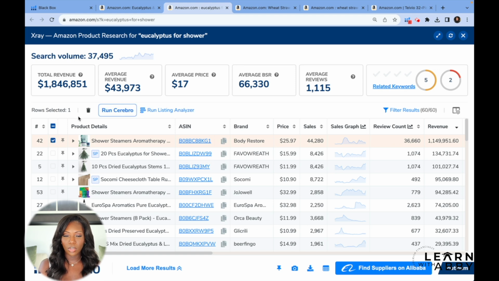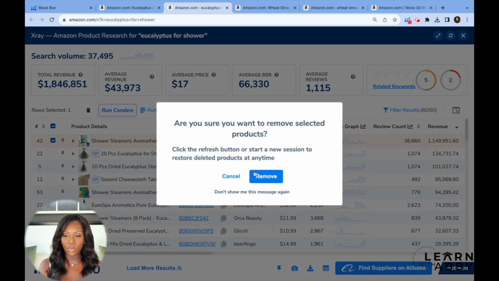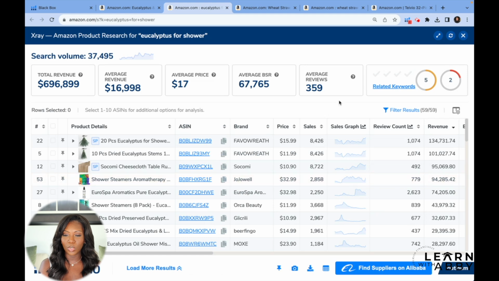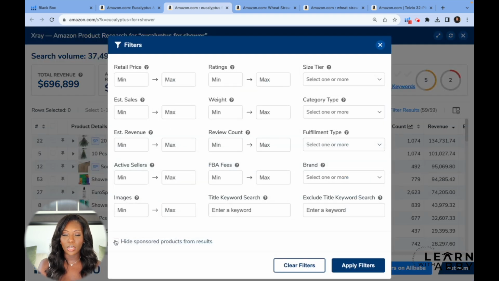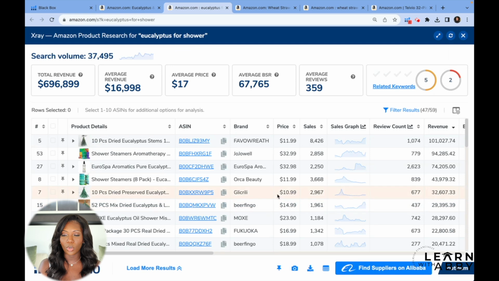So we can actually remove that, and we're gonna go from 1,115 reviews all the way to 360. So as you can see, having irrelevant products can really mess up your data. Very, very important to remove the irrelevant products from your search results. That way you can see what's really going on with your product.